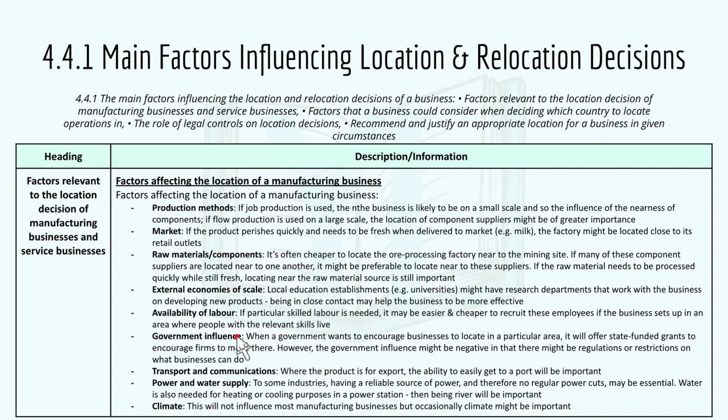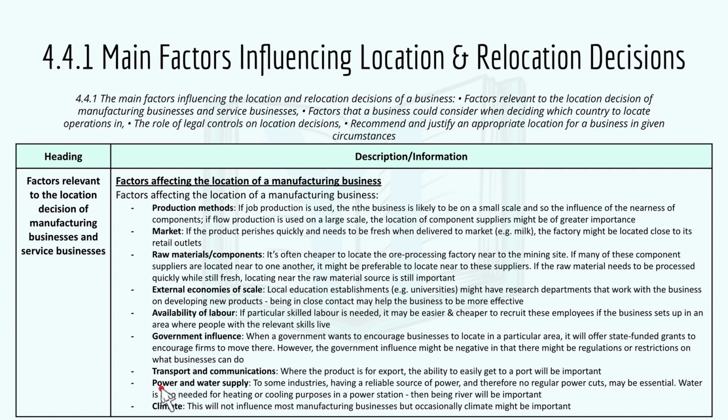Then we have government influence. When the government wants to encourage businesses to locate in a particular area, it will offer state-funded grants to encourage firms to move there. However, the government influence might be negative in that there might be regulations or restrictions on what businesses can do. Then we have transport and communications. Where the product is for export, the ability to easily get to a port will be important. So it might be to a port or to an airport.